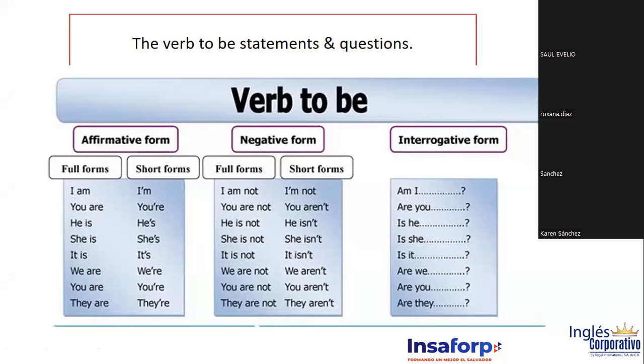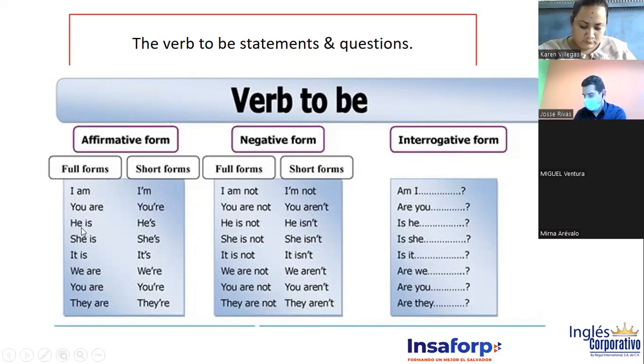Well, first we need to know that in English, we have some subject pronouns. ¿Cuáles son los subject pronouns? I, yo, you, tú, he, él. She, ella, it, esto, o eso. We, nosotros, you, ustedes, they, ellos. Entonces, so, the verb be is different with each subject pronoun. For example, with I, we say I am. You are. He is. She is, it is. So in singular, he is, she is, it is. We, yes, plural, you and they, we use are. We are, you are, they are.